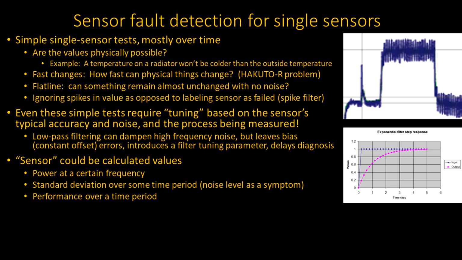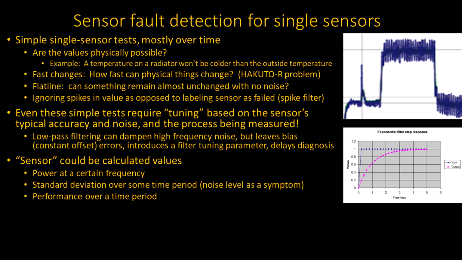Another example is flatline, that is, the value doesn't change. Or, you would actually do a statistical test over time saying, has it remained within some very, very small standard deviation of a particular value? Because in general, usually when things stay that constant, it's not realistic. Probably the sensor failed. Not always.